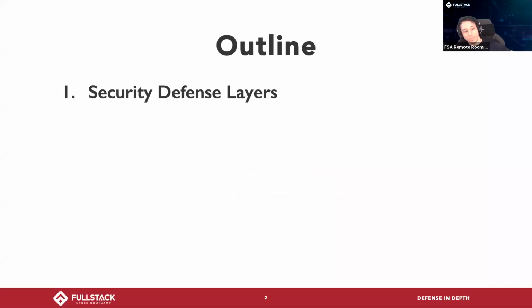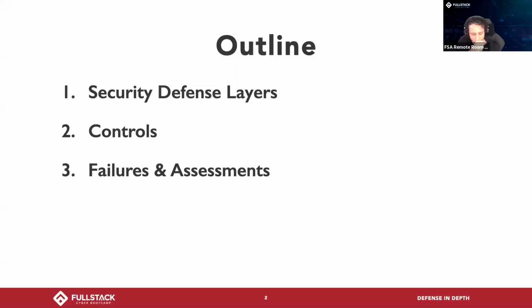Okay, so we're going to talk about security defense layers and the Swiss cheese model. We're going to talk about controls, and I'll give you some mnemonics on how you can memorize all the different controls very easily. We'll talk about failures and when things go wrong and what it looks like to assess these things that have gone wrong.